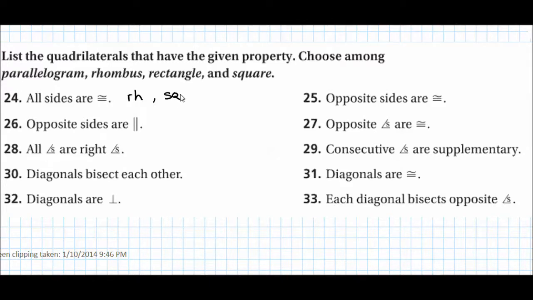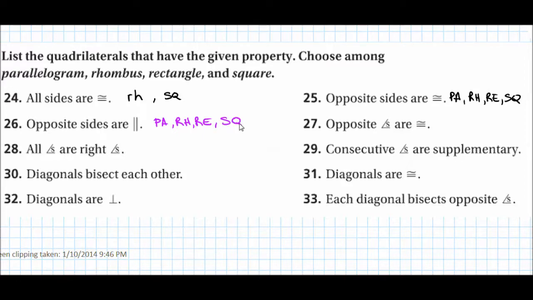25. Opposite sides are congruent. Well, that'd be all of them. So that'd be the parallelogram, the rhombus, the rectangle, and the square. Change our ink. Opposite sides are parallel. Again, that's all of them. The parallelogram, the rhombus, the rectangle, and the square.